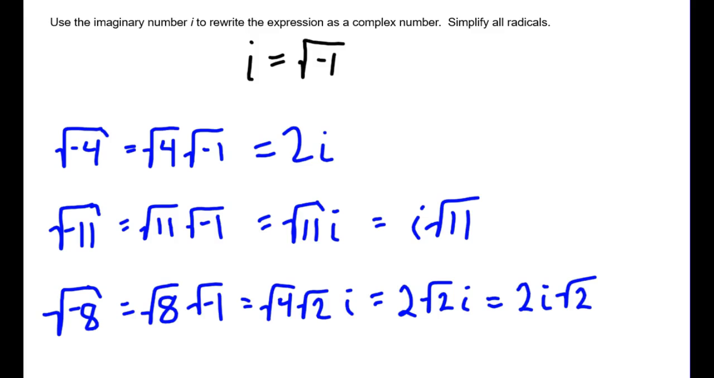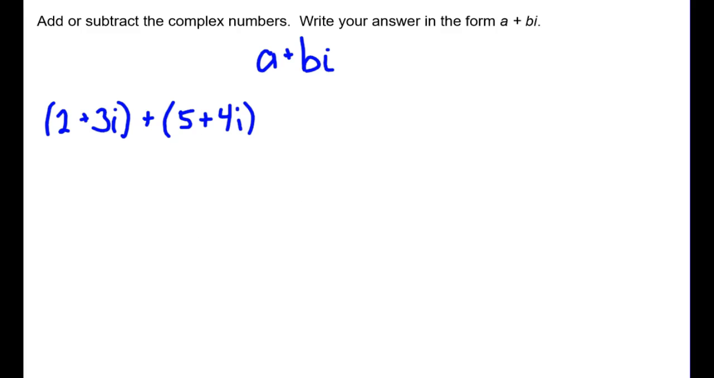In this next example, we want to add or subtract the complex numbers, and write your answer in the form a plus bi. We call a plus bi, a stands for the real part, bi stands for the imaginary part, and a and b represent real numbers. So we have 2 plus 3i plus the quantity 5 plus 4i.